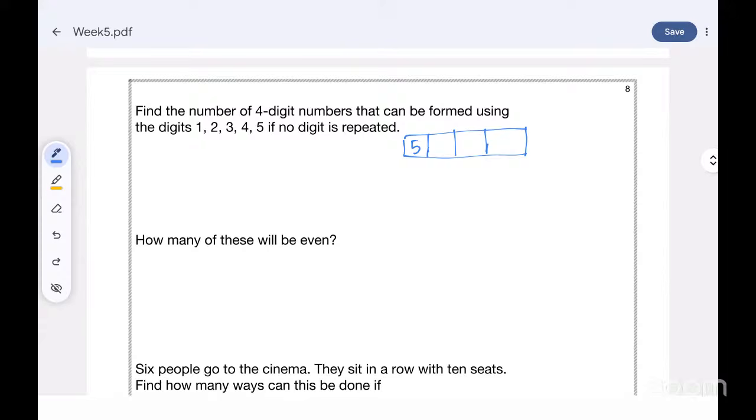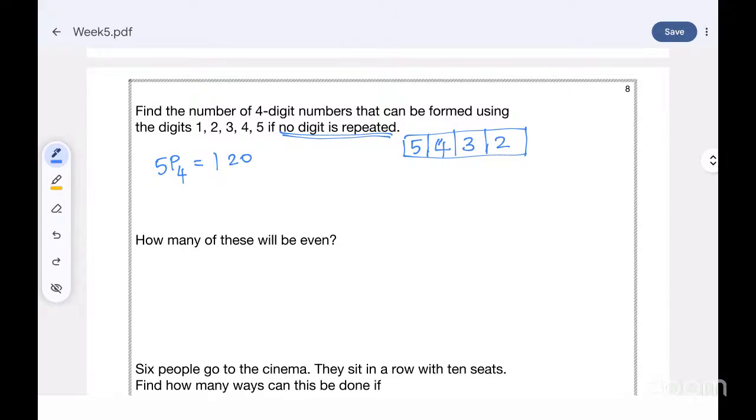5 options for the first, then 4, since no digit is repeated, then 3, then 2. So it is 5 times 4 times 3 times 2. What is the answer? 120. 5 4s are 20, 3 2s are 6, so 6 into 20 is 120.